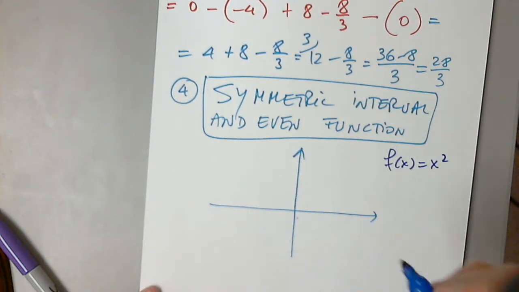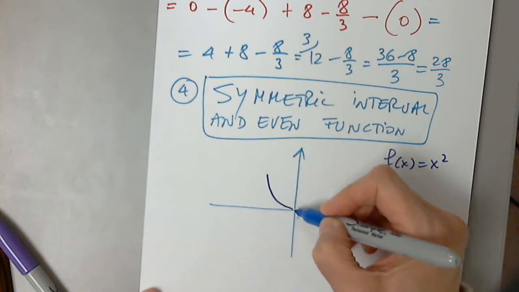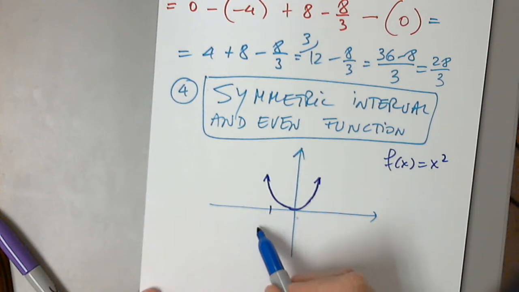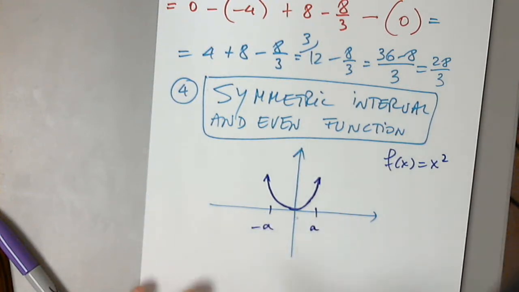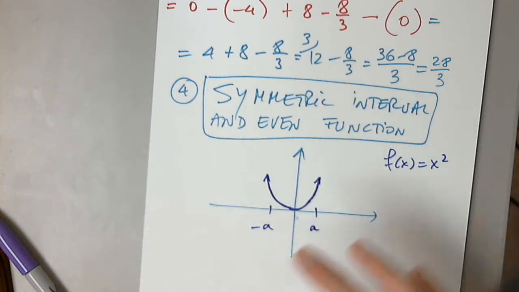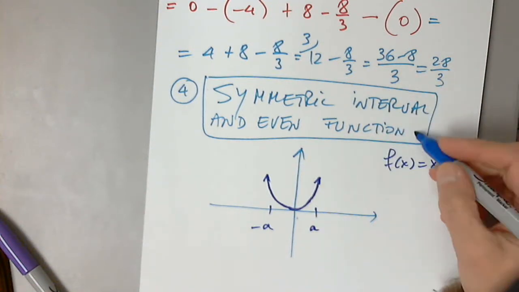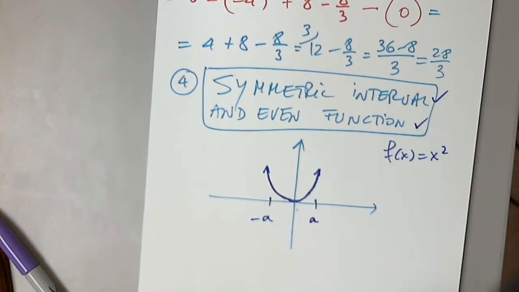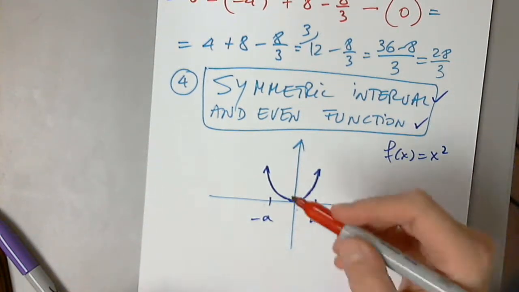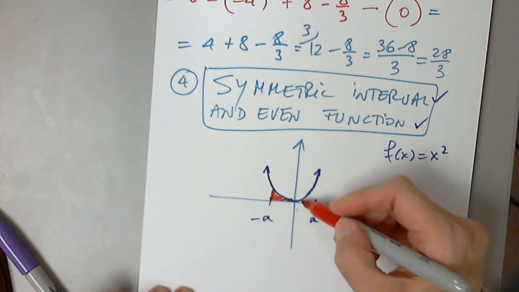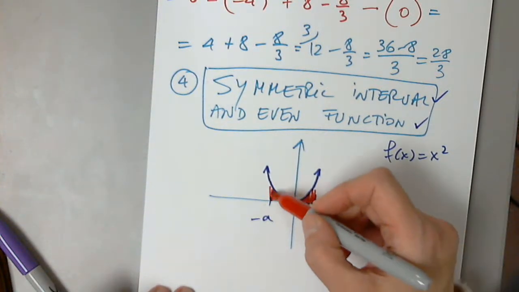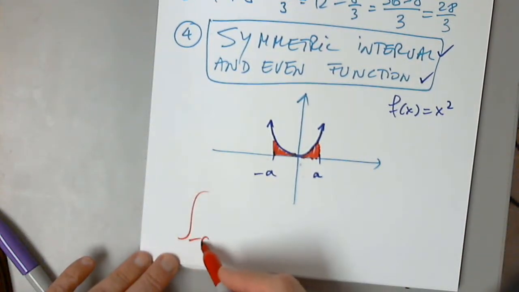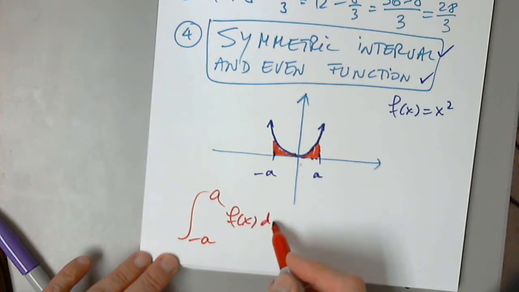But you're right. Here it is. And this is -a, and this is +a. So are both conditions fulfilled? Is this function even? Is the interval symmetric? Perfect. Let's take a look at the area. I want to determine the integral from -a to a of f of x dx.